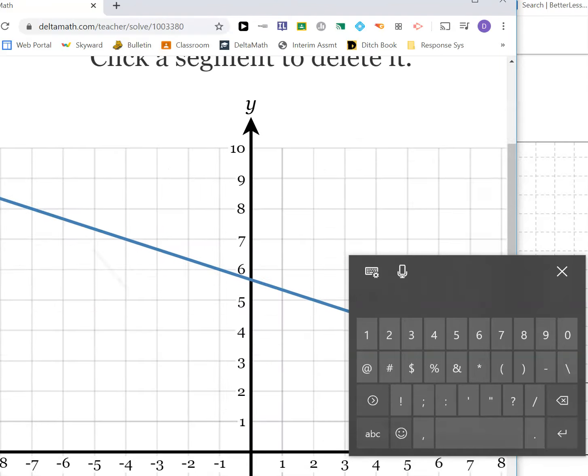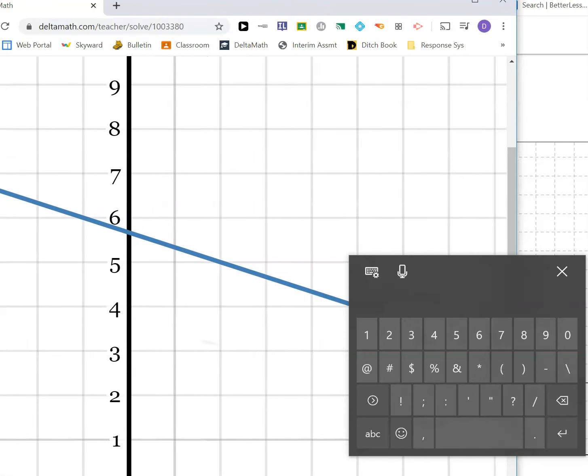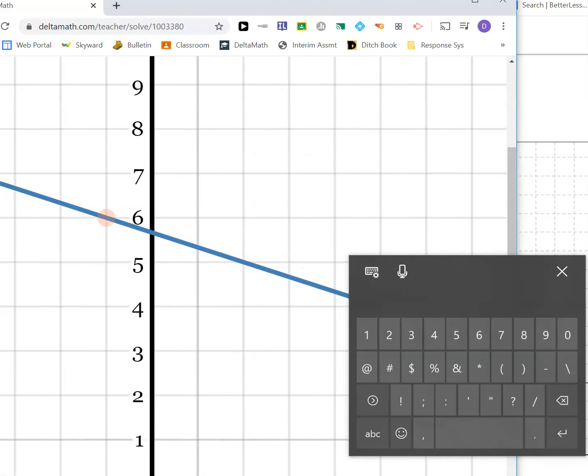So first I need to find two points that it seems to go through. And how about that one and that one? So I'm going to click here and then go straight down until I'm even with the other one, and then here and go straight over. So now my rise is a negative number and my run is a positive number, so I'm going to have a negative slope, negative 1 over 3.